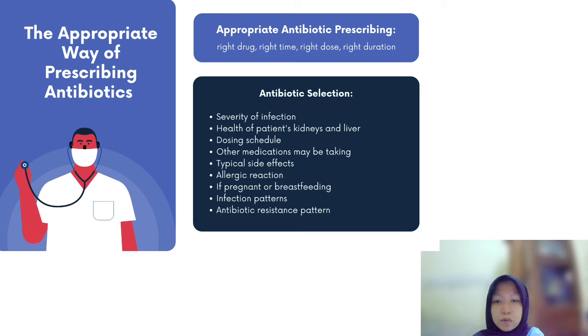Antibiotic selection is mostly determined by the patient's infection and the bacteria that cause it. Here are other factors that influence antibiotic selection. The first one is severity of the infection, health of the patient's kidneys and liver, dosing schedule, other medications the patient may be taking, typical side effects, a history of allergic reaction, if the patient is pregnant or breastfeeding, infection patterns, and antibiotic resistance pattern in the patient's community.